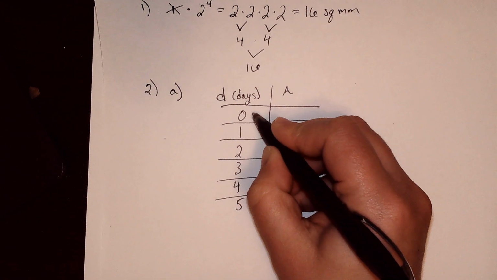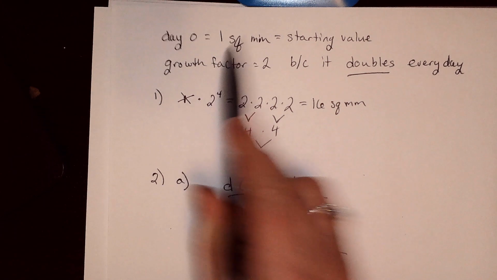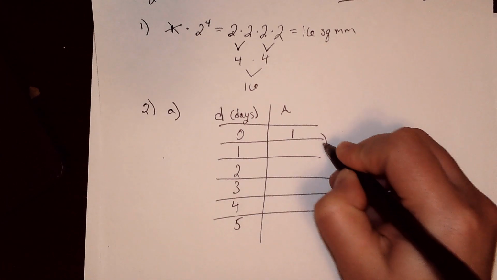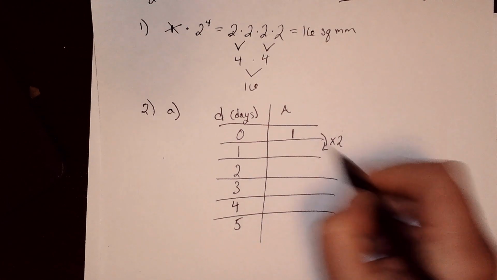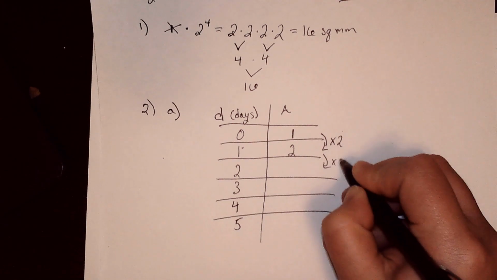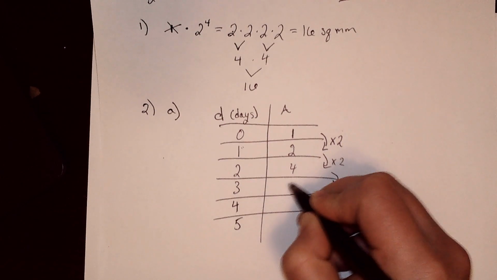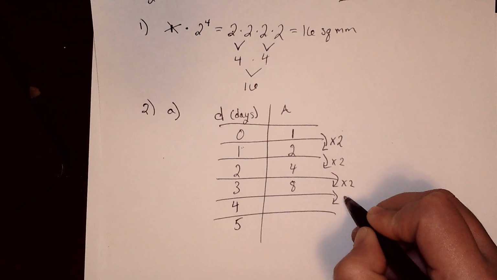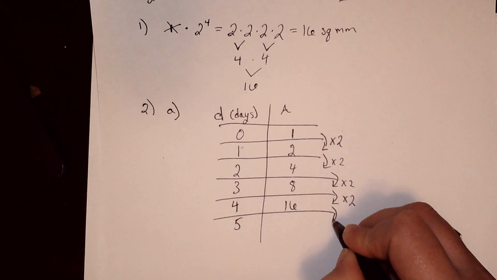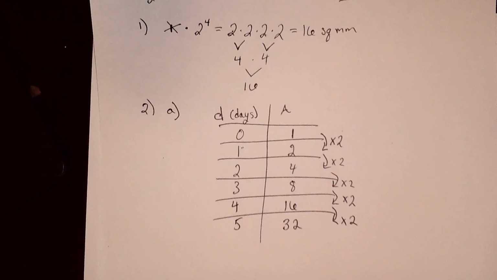Okay, so at day 0, that's going to be our starting value, which is 1 square millimeter. If it doubles every day, our growth factor, we'll multiply that by 2. So on day 1, we've got 2 square millimeters. On day 2, we have 4 square millimeters. Day 3, we have 8 square millimeters. Day 4, we already know because we did it up here. We have 16 square millimeters. And on day 5, we have 32 square millimeters.